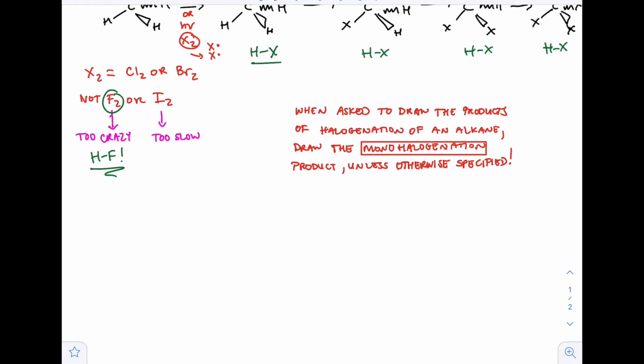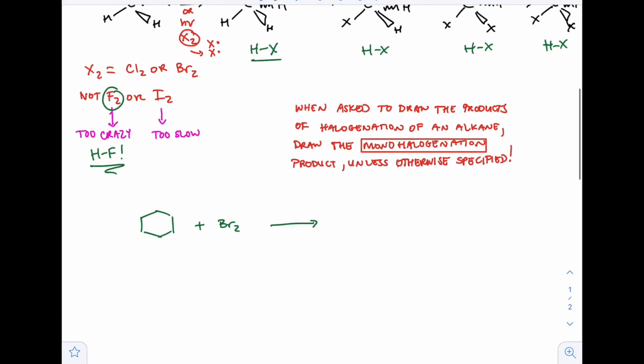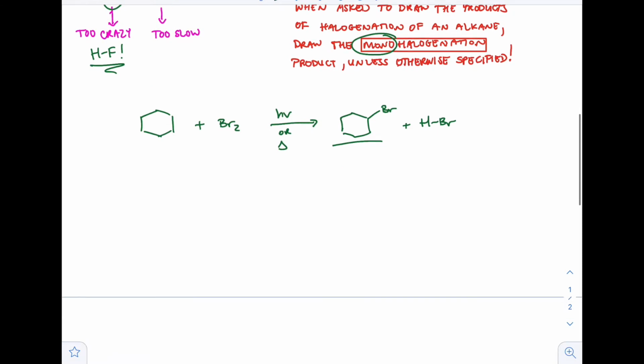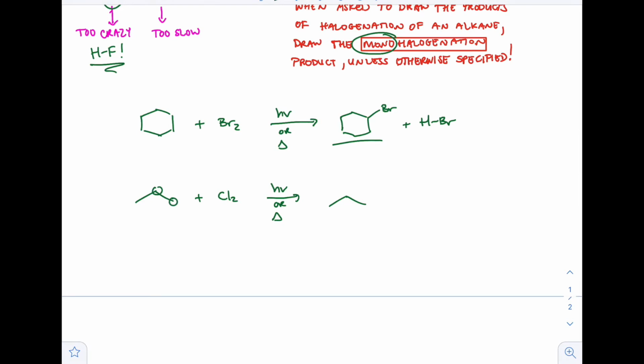All right, so let's take a look at what I mean. Draw the products of halogenation of this alkane, right? We've got cyclohexane with elemental bromine in the presence of light or heat. What are we going to get? We are going to get bromocyclohexane as well as HBr. That's because we want to draw the monohalogenated product. Even though we can technically form a much more substituted product, unless otherwise specified, the question only wants you to draw the monosubstituted product.